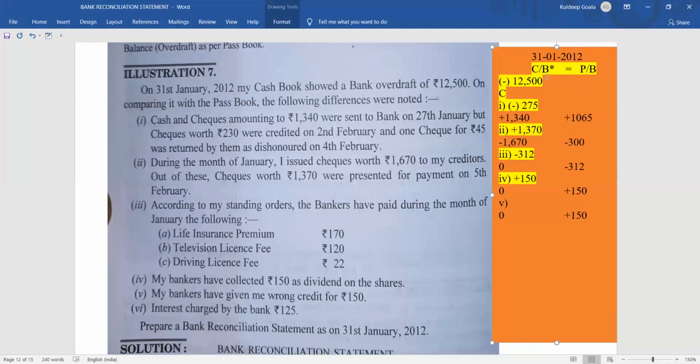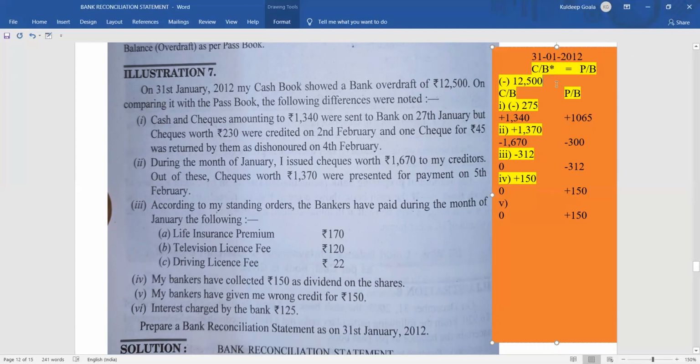How will you make both the sides same? To make both the sides same, what you have to do? We can only... just a minute. Okay, I'll just make a passbook so that you can understand both the differences. Otherwise you might get confused which one is passbook, which one is cash book.